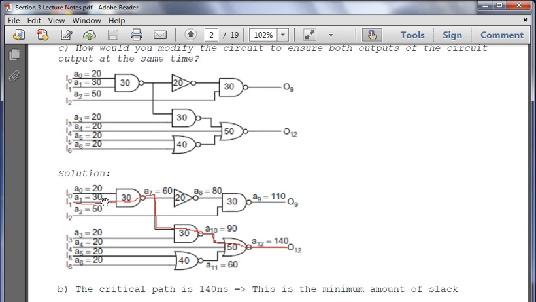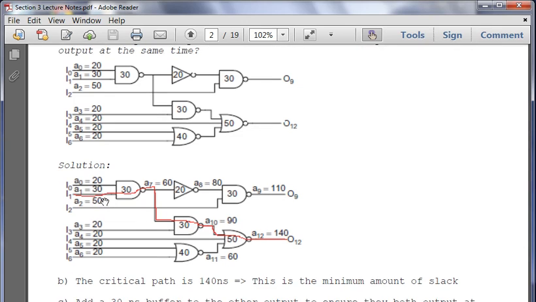And so for part B, the larger value is the minimum amount of slack. So you just go, 140 is the minimum amount of slack. And then for part C, the answer becomes, well, if I want these to come out at the same time, I just put a buffer that has 30 nanoseconds of delay. Then they'll both come out at 140, and they'll both work perfectly. So let me scroll up a little bit so you can see the solution.